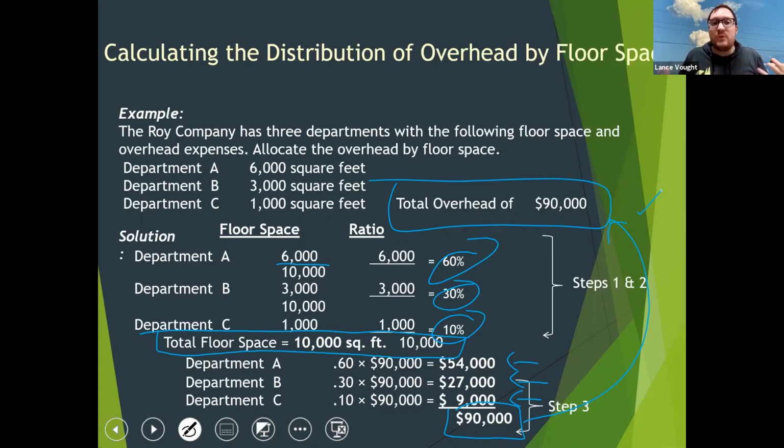The reason why that's important is because with these departments, just because Department A takes up 60% of the space does not necessarily mean it generates 60% of the revenue. So if it's not generating 60% of the revenue, it probably needs to have higher gross margins than the other spaces because of the fact that it has a lot of overhead relative to the amount of sales.